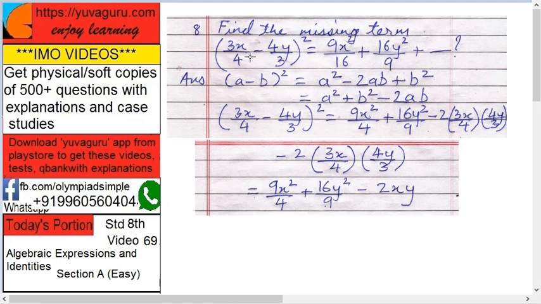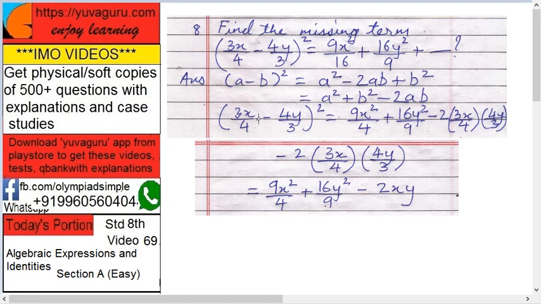9x square upon 16 is the square of this 3x upon 4. 16y square upon 9 is the square of this 4y upon 3. Okay, so you should be using which formula? (a minus b) the whole square, so a square minus 2ab plus b square. That is, you can write it as a square plus b square minus 2ab.